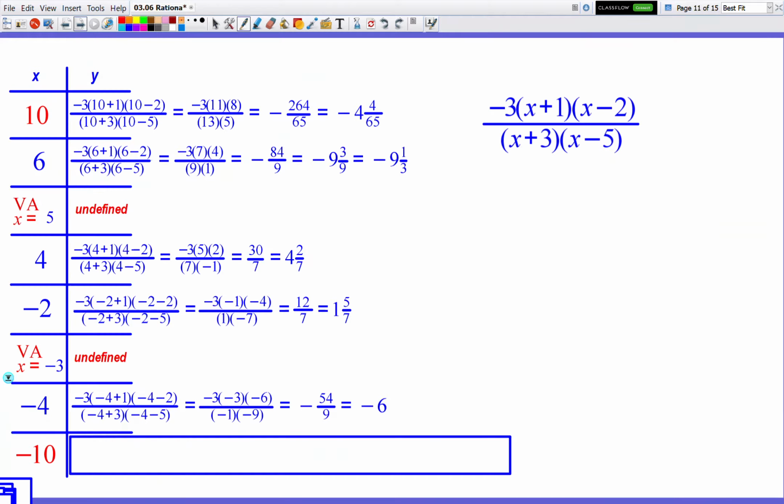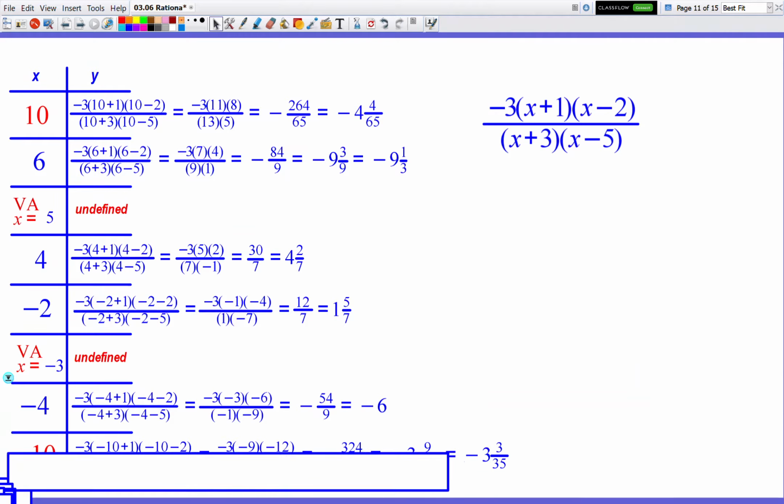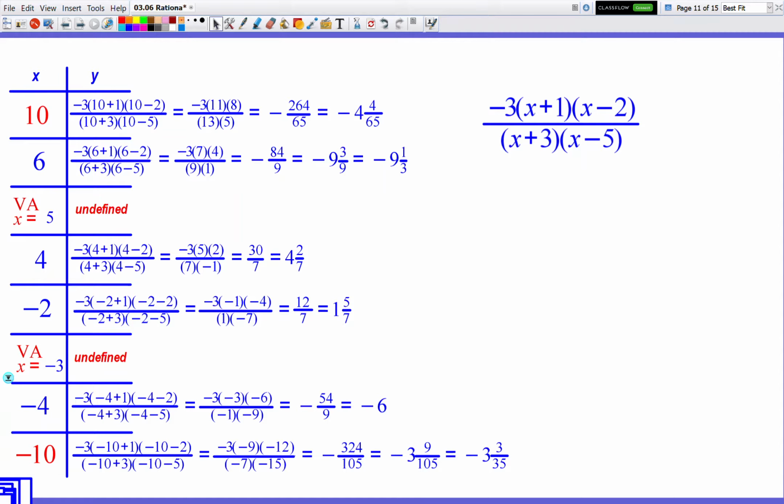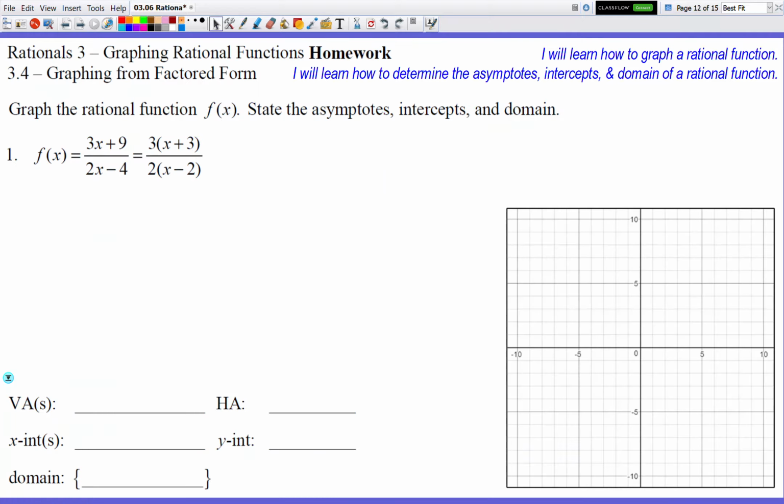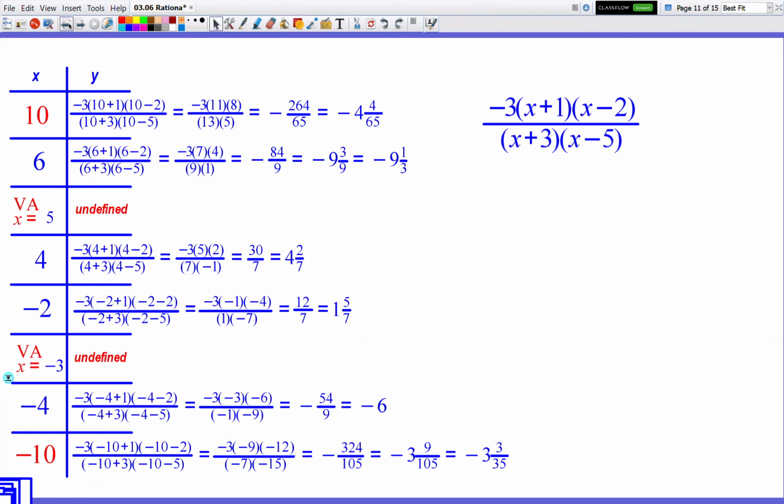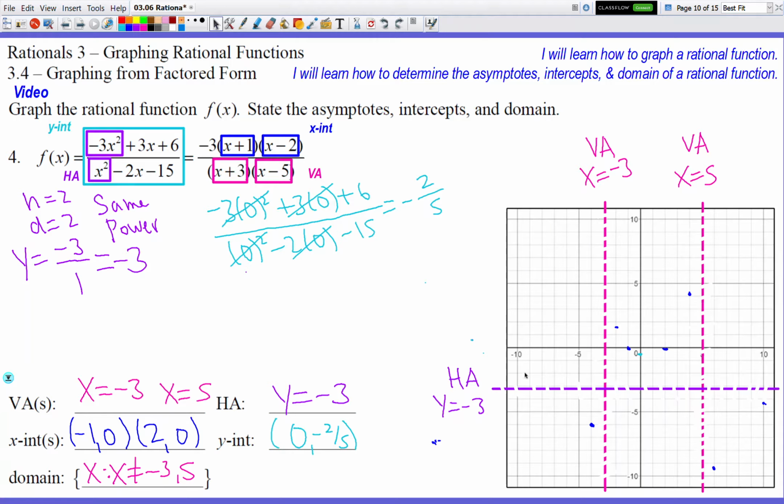Okay, last one. Negative 10. And then negative 3 and 3/5. Negative 10. Wait, what am I doing? I went the wrong way. Negative 10, negative 3 and 3/5. So right about there. What's going on? Oh, I didn't change the pen. Okay, sorry about that. Okay, there we go.